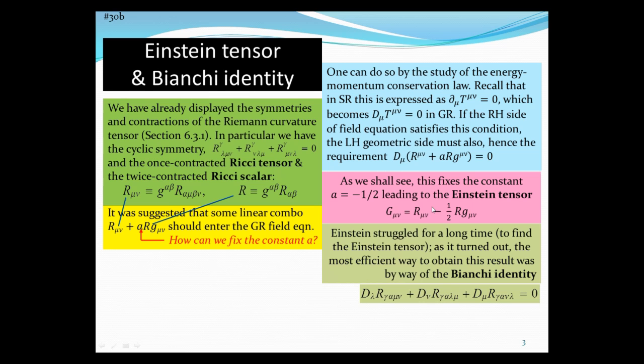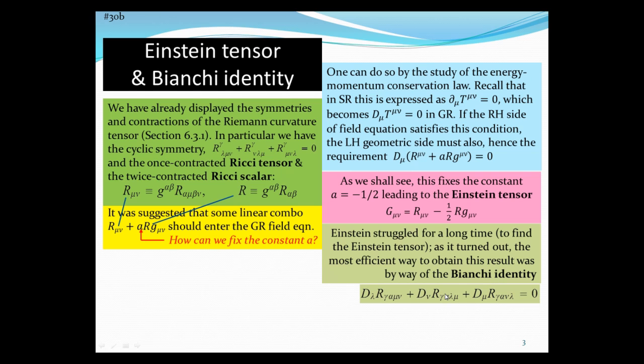And then the field equation has the Einstein tensor proportional to T mu nu. Einstein struggled for a long time to impose this energy conservation. It turns out the most efficient way to obtain this is using the so-called Bianchi identity, which many leading mathematicians worked on for a number of years afterwards to find.